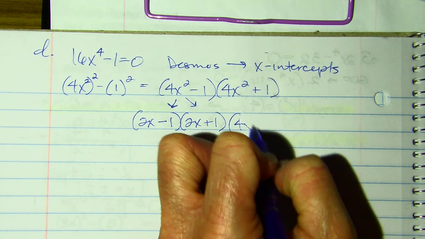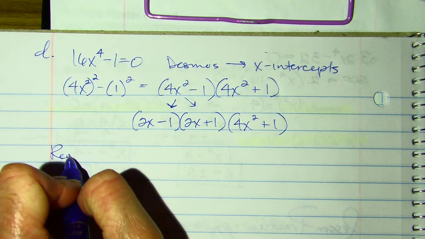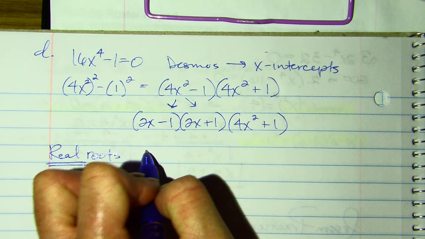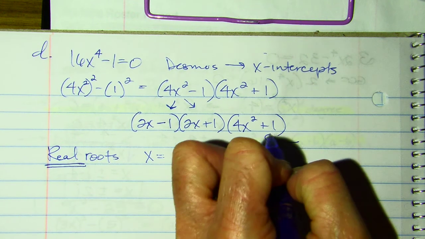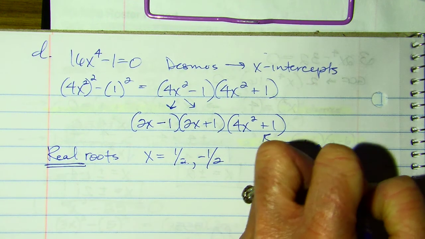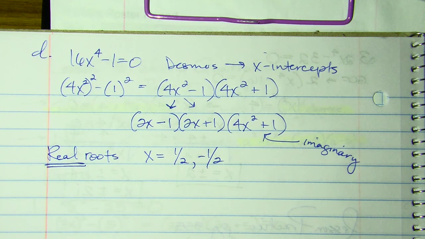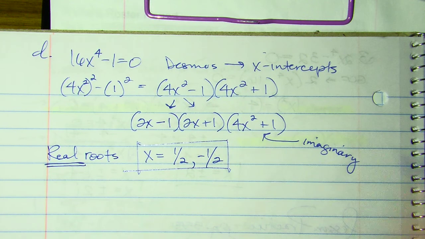And then 4x squared plus 1. Now it only wanted the real roots. So x equals 1/2 and negative 1/2. These would be imaginary solutions because you'd have to subtract a 1. You'd be taking a square root of a negative number. This should be confirmed on Desmos, which they did ask you to do graphically.